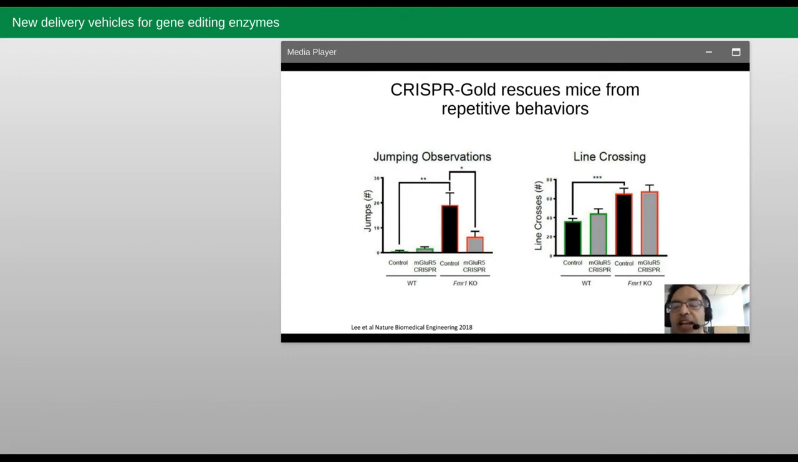There are also numerous phenotypes that we had no effect on, and this is because we only did the editing in the striatum. Line crossing is another phenotype that's exhibited by these mice, but that's a hippocampal mediated phenotype, and we had no effect on that because we only edited the striatum.